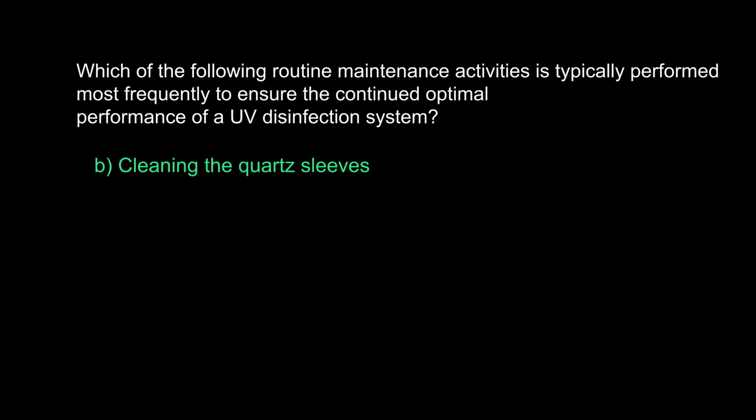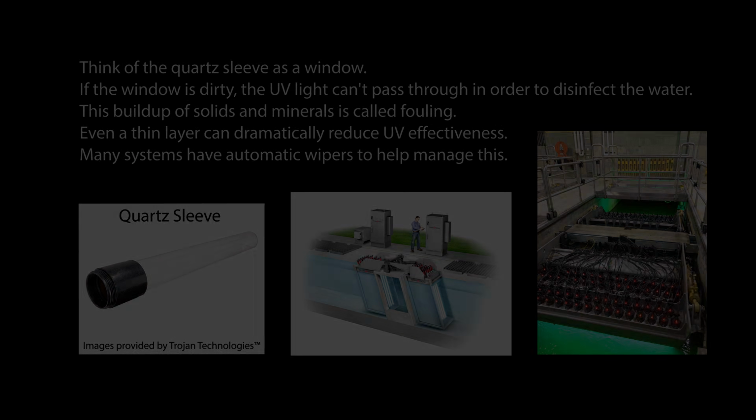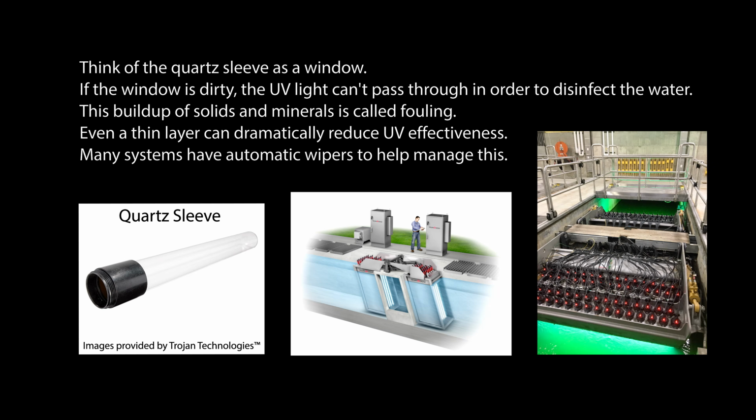The answer is B. Cleaning the quartz sleeves. Here's the simplest way to think about it. The UV lamps are protected by clear tubes called quartz sleeves. You can think of it as a shield for a light bulb. For the UV system to work, its powerful ultraviolet light must pass through these sleeves to reach and inactivate the pathogens in the effluent so a plant can meet its disinfection limits.